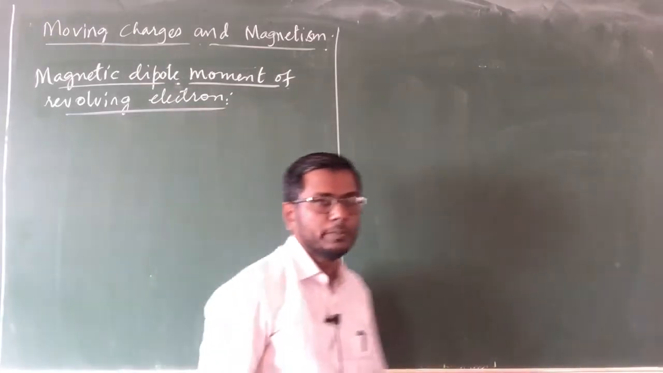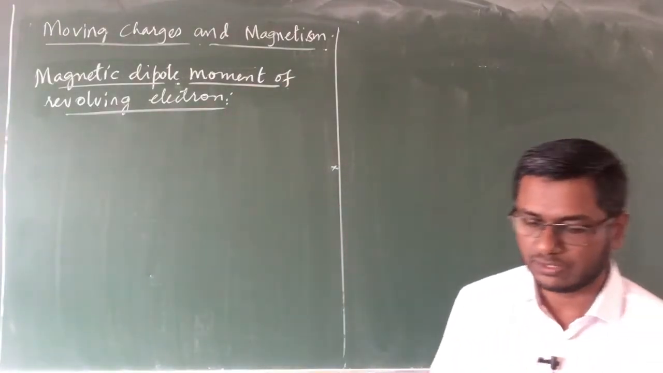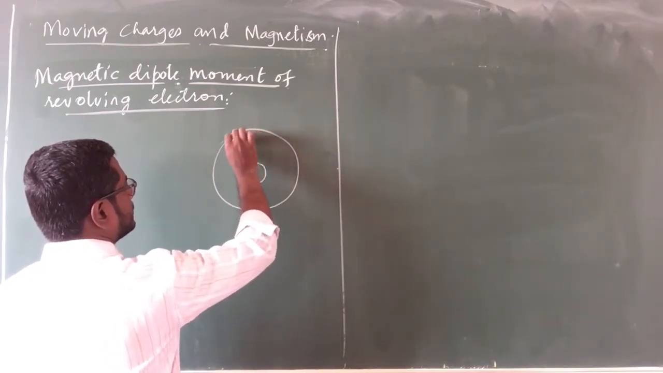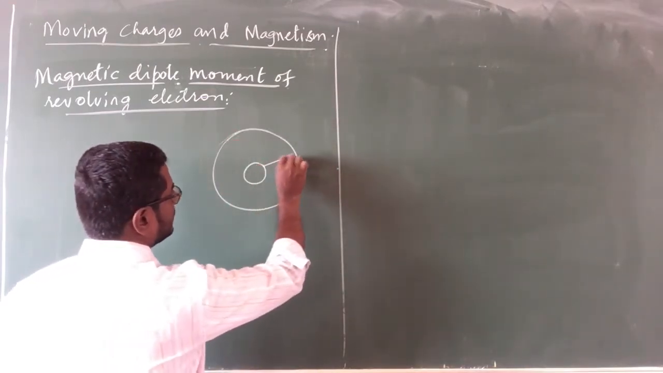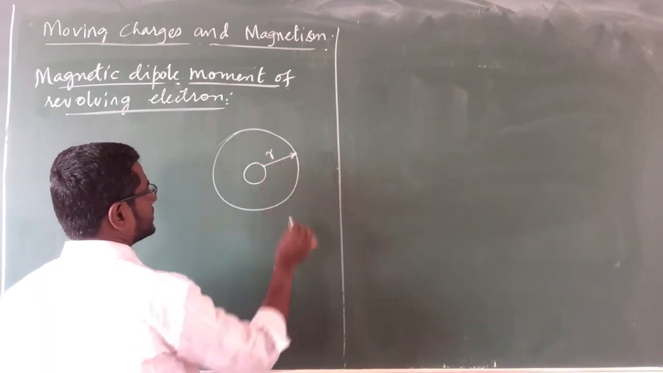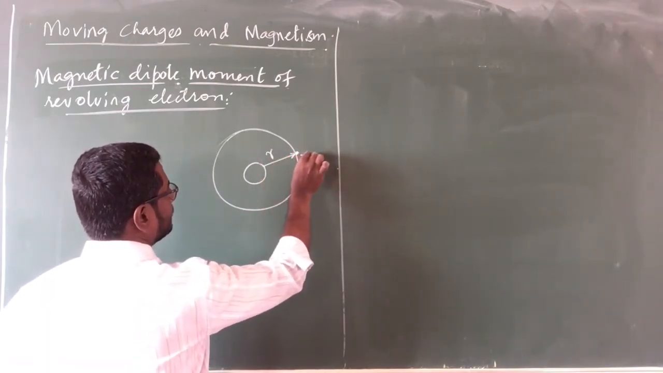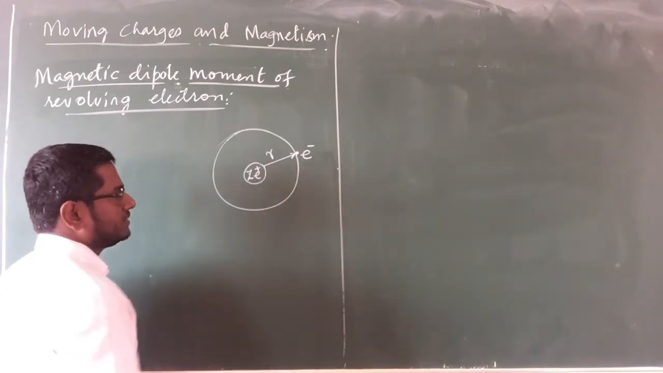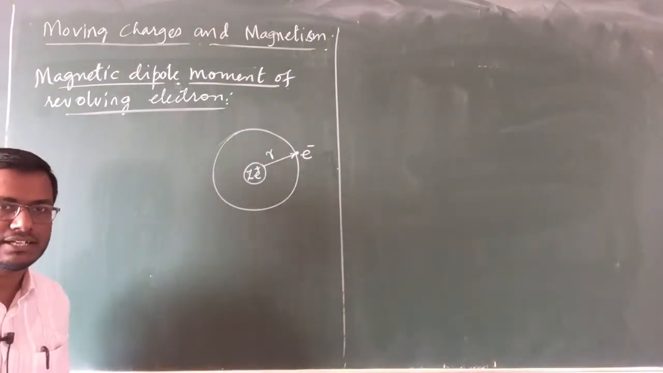Magnetic dipole moment of a revolving electron. We have a nucleus and an electron, a single proton and a single electron, and these two will be at a distance. Let us say this distance is r, and there is an electron with a charge of e minus, and this is going to be Ze plus, and because it is a hydrogen atom, that Z is going to become 1.